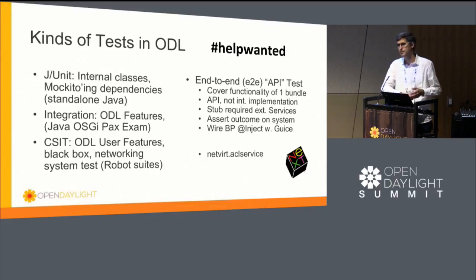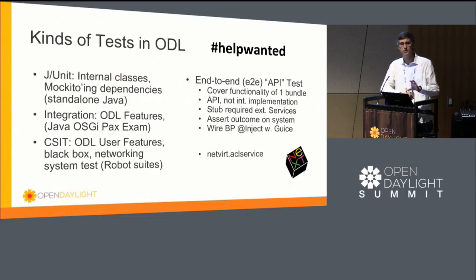So one of the tests that we explored this on is something called ACL service in NetVirt. It creates a bunch of flows, and it does this by calling out to a service in Genius that creates flows. This kind of test should replace the actual service implementation in Genius with a stub implementation and check if that has been called to do the flows that you were expecting.